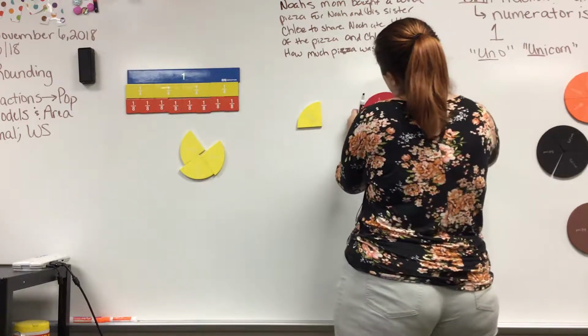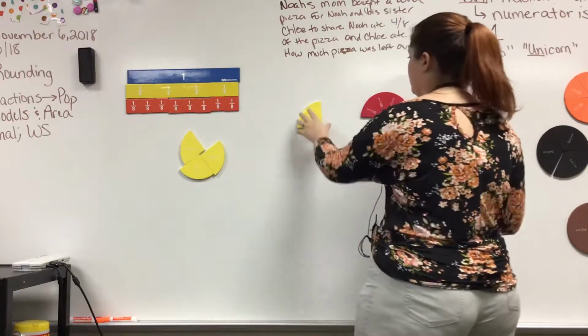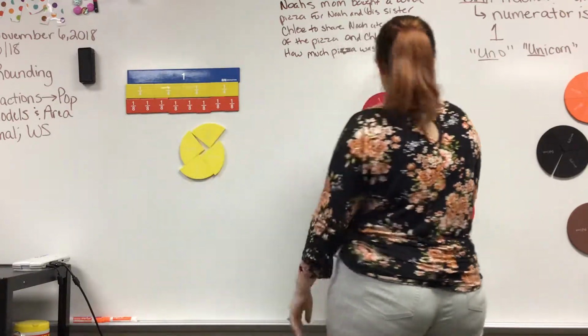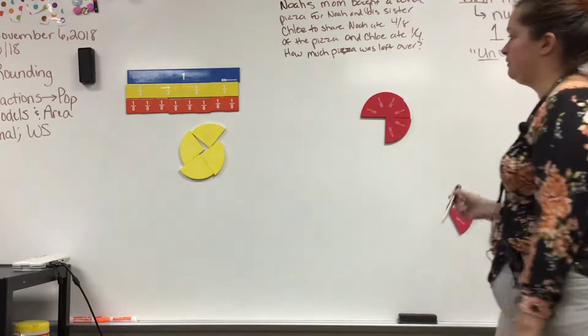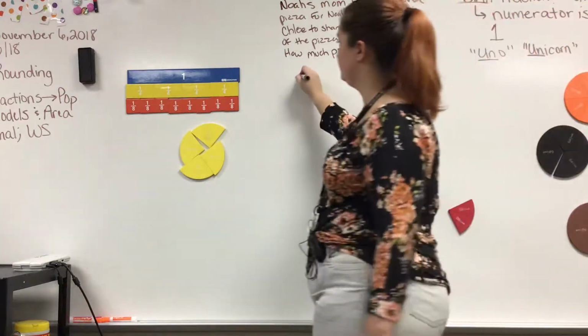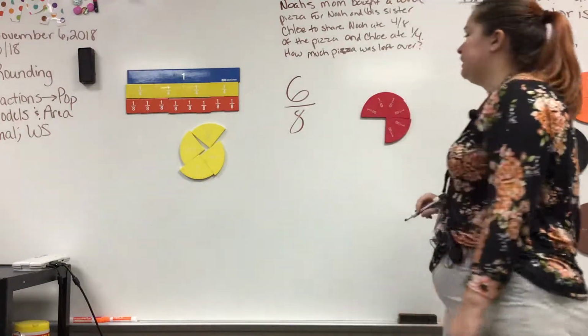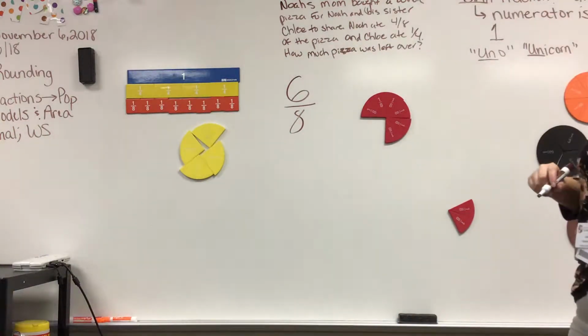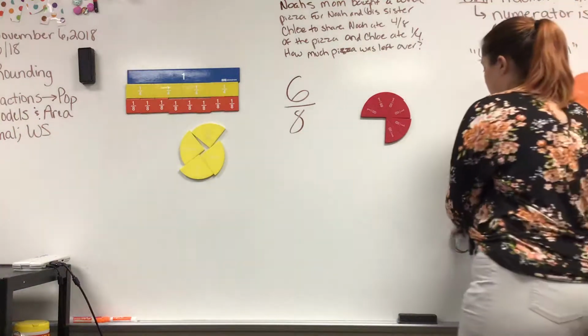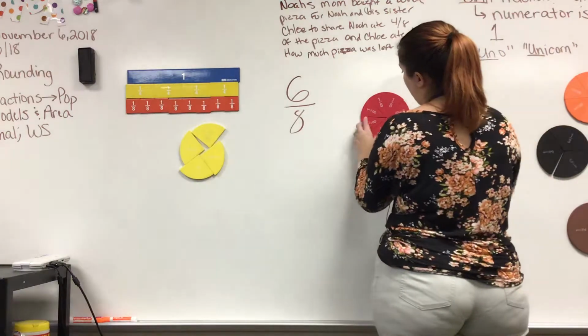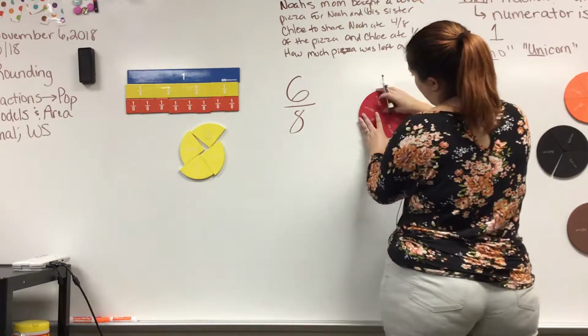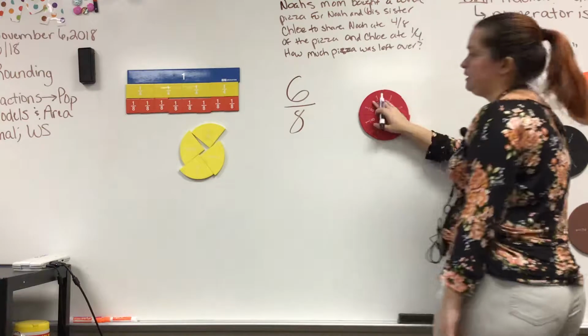The next thing that we need to do is add how many we have all together. 1, 2, 3, 4, 5, 6. We have 6/8 all together. But that's not where we stop, because we need to find out how much pizza was left over. So here's our total. Here's our whole. Okay, here's our total pieces that are in a whole.